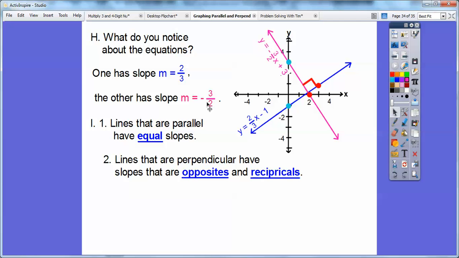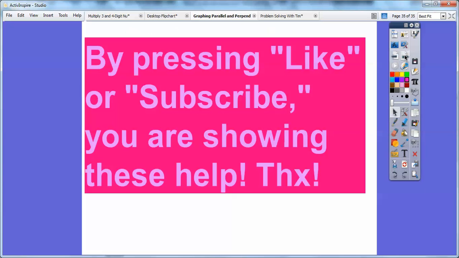Do you see how one's positive, one's negative? So these are opposites, and they're reciprocals of each other. If they're opposite reciprocals, they're going to give us perpendicular lines. I hope that makes sense.